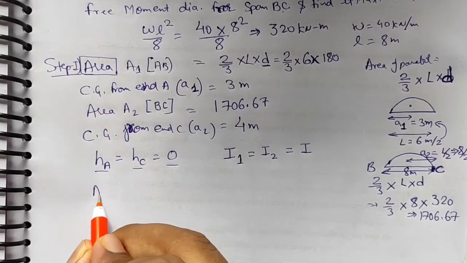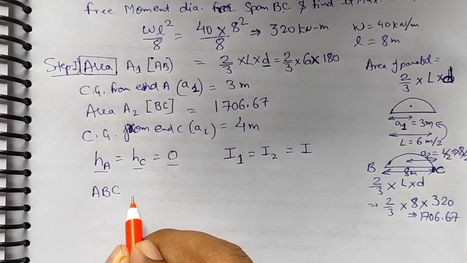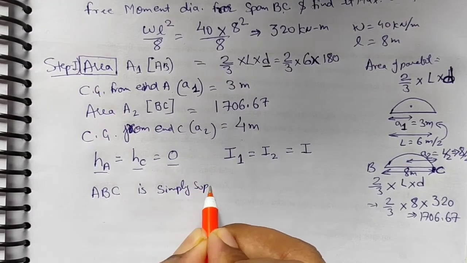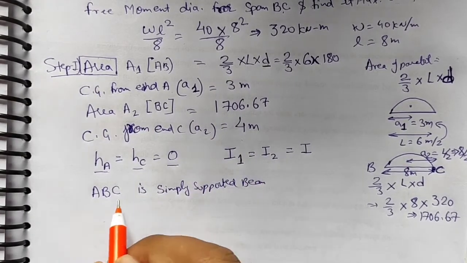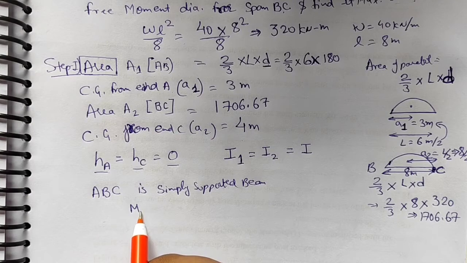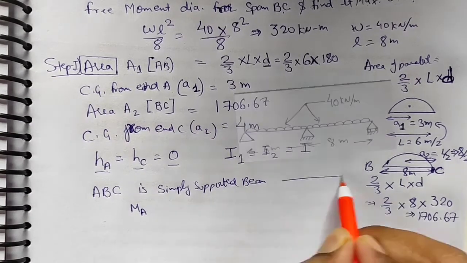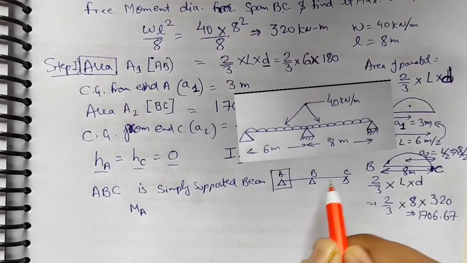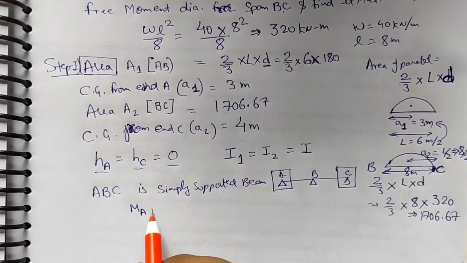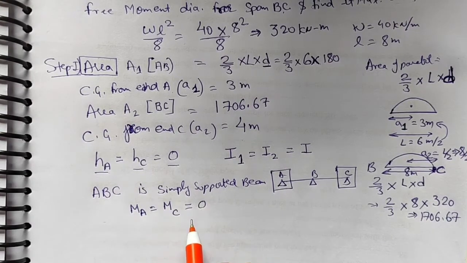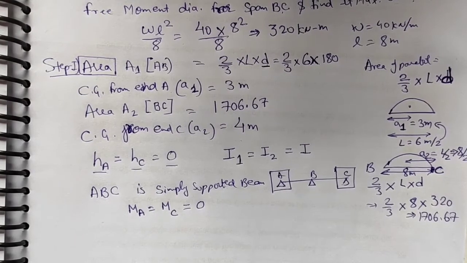Now the beam A, B, C as given is a simply supported beam. We know that for a simply supported beam the moments at the ends are equal to 0. Here I have the beam A, B and C, so the moment at this end and this end, both will be 0. So I will consider the moment at A, that is MA, and the moment at C, that is MC, equal to 0. Now my findings for the moment equation are completed.